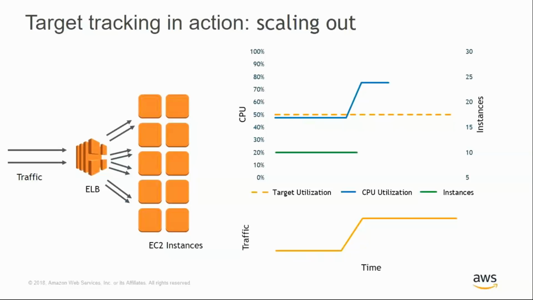Target tracking does the calculation for how many instances would need to be added to bring the CPU utilization back to 50%. In this case, it turns out another 5 instances would be required. Auto scaling spins up another 5 instances. The CPU utilization returns to 50% and everything looks great again. The exact same concept applies in the scale down policy as well.